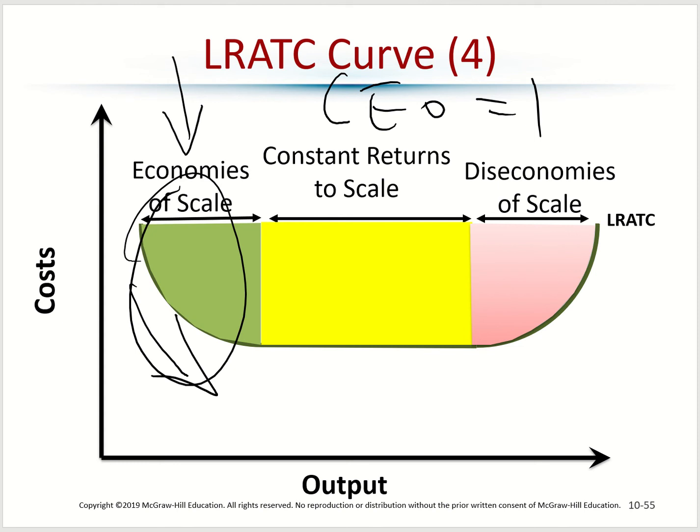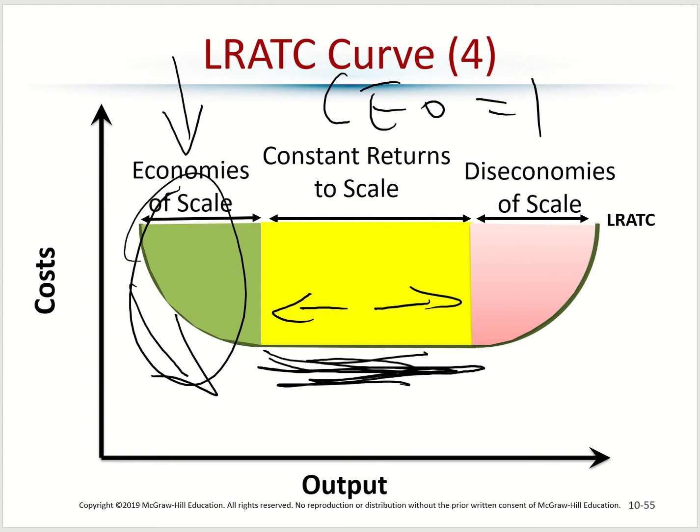Now, the next level is called constant return to scale. This is flat. That means no matter if you produce more or less, your average total cost stays pretty constant, doesn't change. And the last one is increasing average total cost. That's called diseconomy of scale. The more you produce, the even higher average total cost you have. So you're losing efficiency.